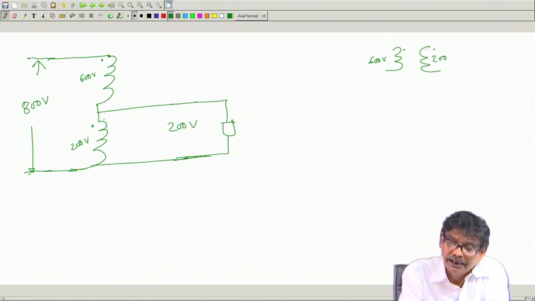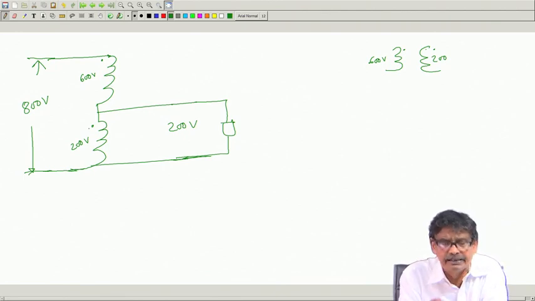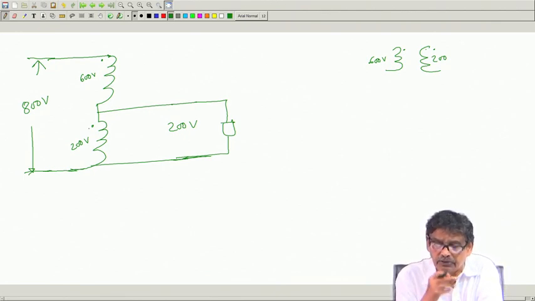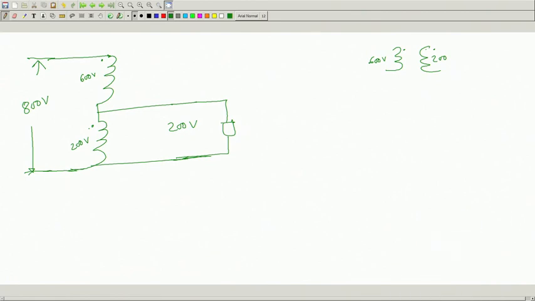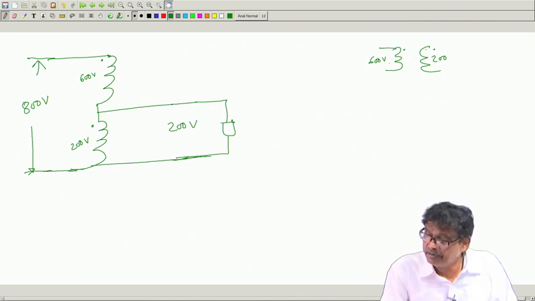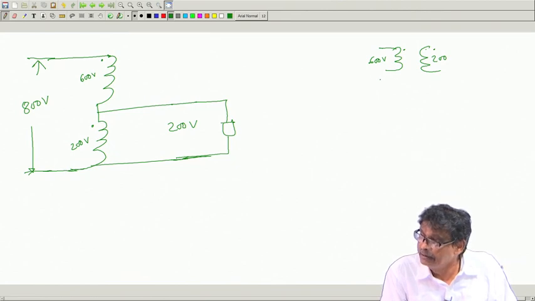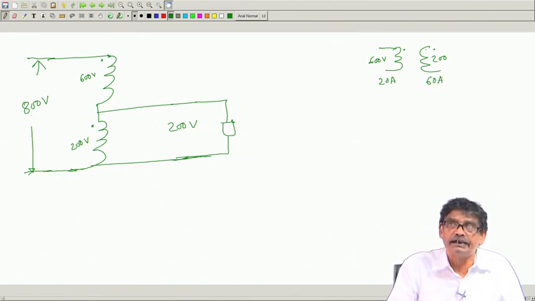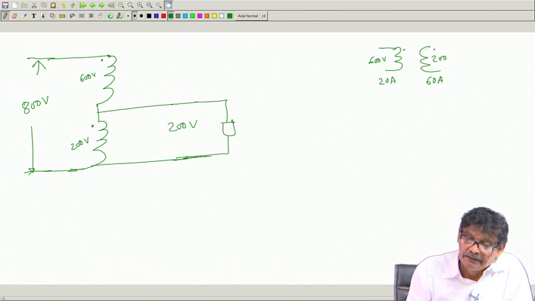It is true when the HV side will carry rated current, you do not have to worry, LV side will automatically carry rated current, so that the MMF will be balanced. Now, the big question is how to handle this situation. I will handle it in this way. What is the rated current of the HV side? It was 20 ampere. This side rated current is 60 ampere. Low voltage side higher current, high voltage side low current.